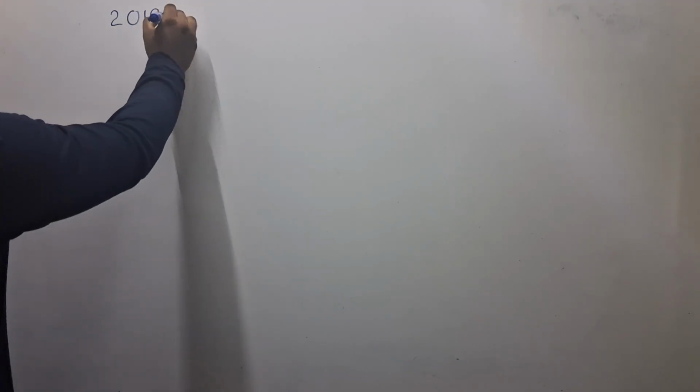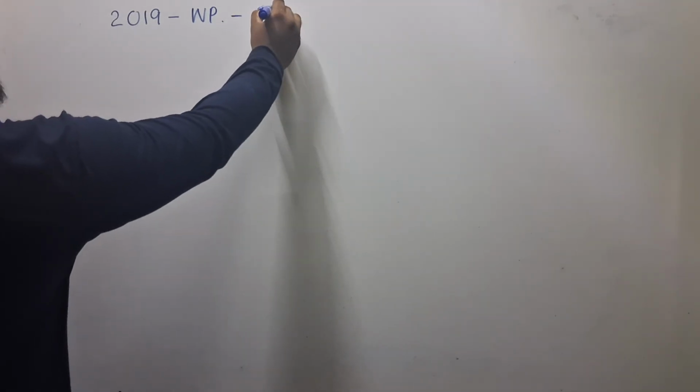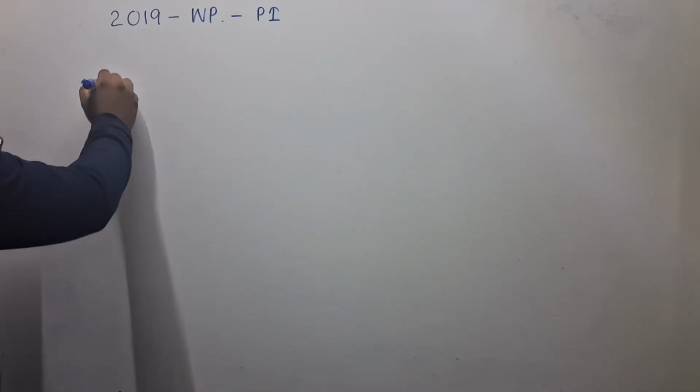Now we will discuss the 2019 Western Province paper, part 1. First question: when an item worth 10,000 is imported, 6% of duty is charged. Calculate the duty. Okay, easy question.